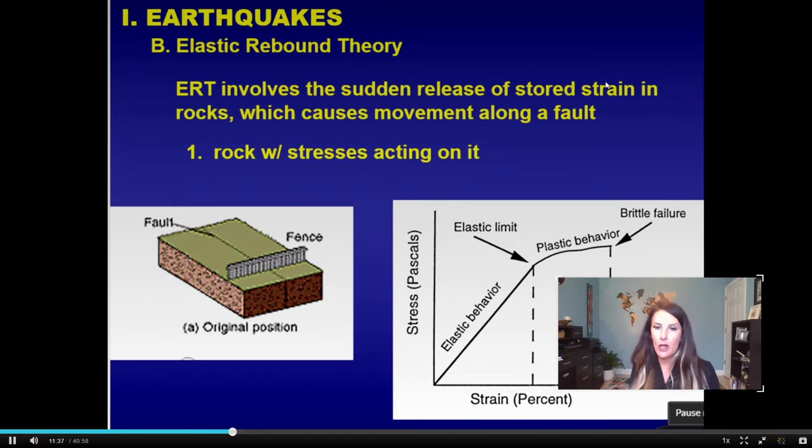So number one here, we're looking at the original position of a fence, and we're saying that fence is cross-cut by a fault. So the rock is acting with stresses on it. We're looking at the stress and strain diagram here, and we're saying low amounts of stress and strain are acting on it, and so it's initially acting with elastic behavior.